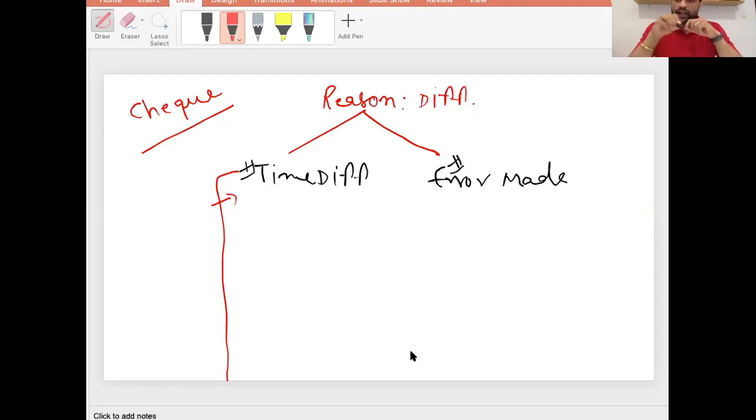So I will write down the name of the person and the amount, and I will give that check to that person, and that person will go to his or her bank, and will deposit that check in his bank account, and that person's bank will contact my bank, and the money will transfer to the person. That's the meaning of the check. That's the way a check works. All right.